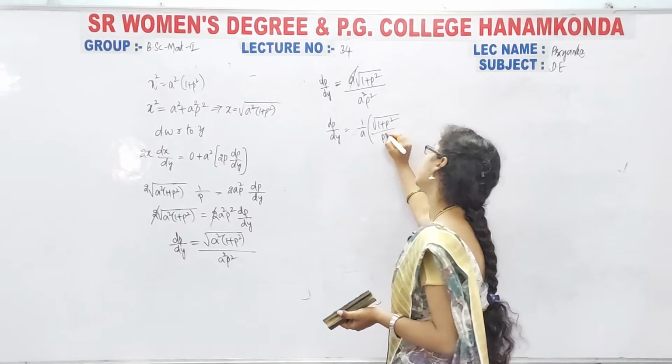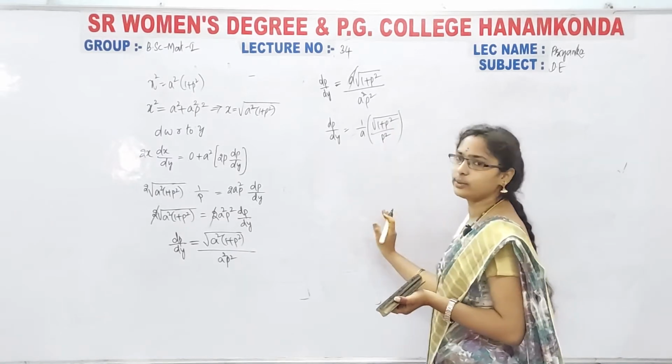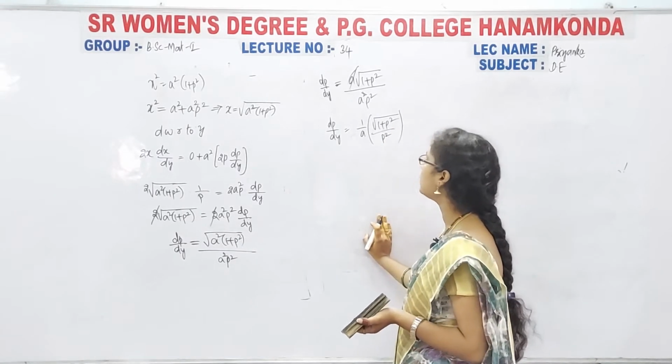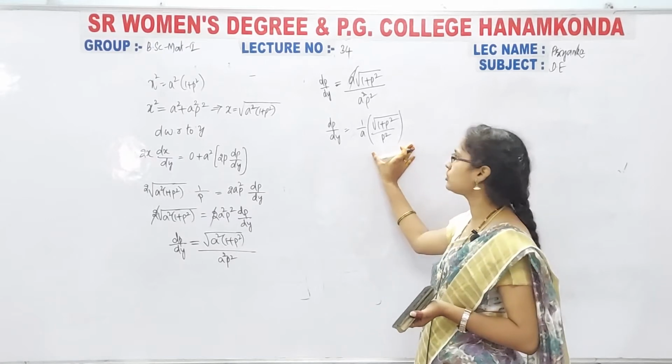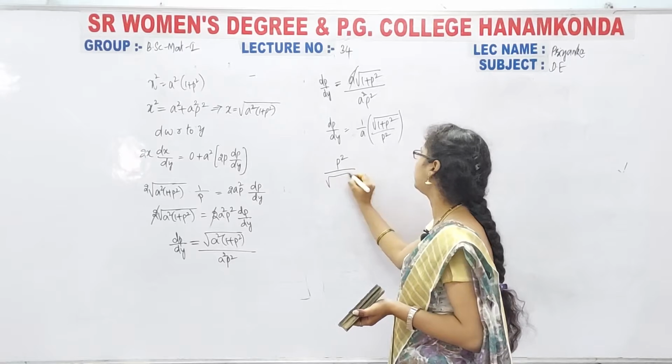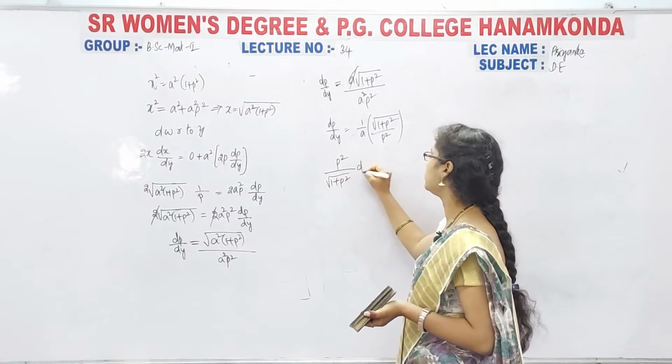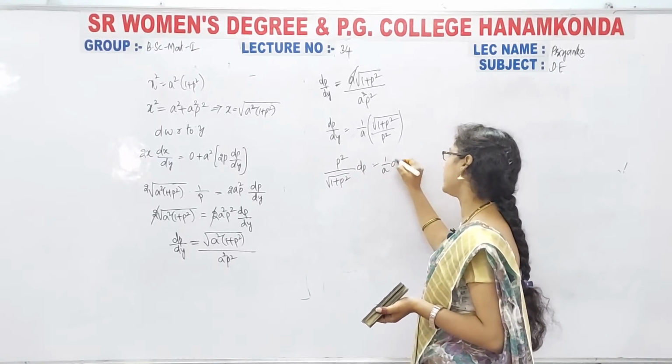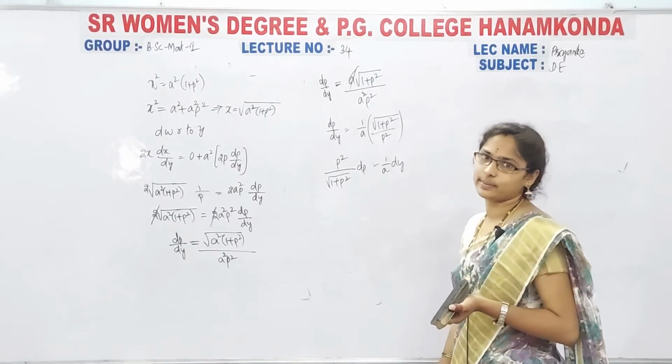Now dp by dy equal to 1 by a of, totally, 1 plus p square by p square. Now I don't have any term of y here, and here I have a p value. So I am taking this value to this side. Then p square by under root of 1 plus p square into dp is equal to 1 by a into dy. So we have the variable separable method.